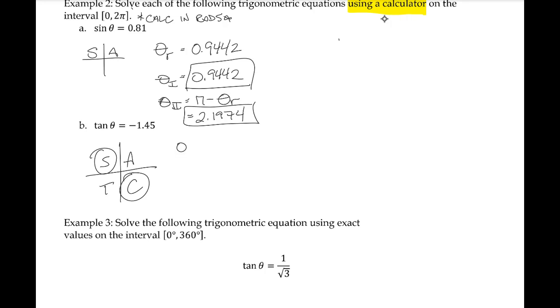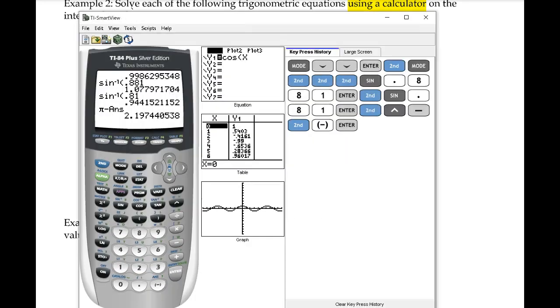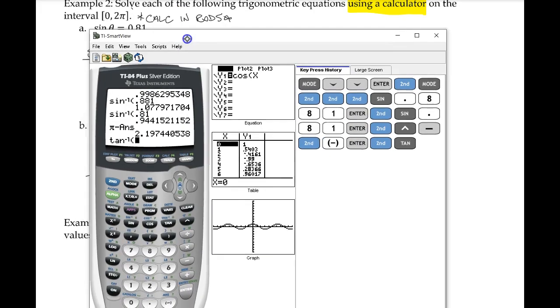So I can still do a reference angle, in which case I would do, I'm going to type in tan inverse of, and I'm just going to take the positive value. I'm going to ignore that negative completely. I'm going to see what that gives me. So again, tan inverse of 1.45. And that gives me a reference angle in radians.